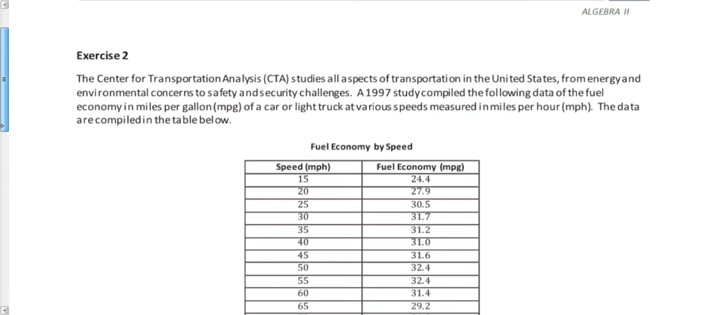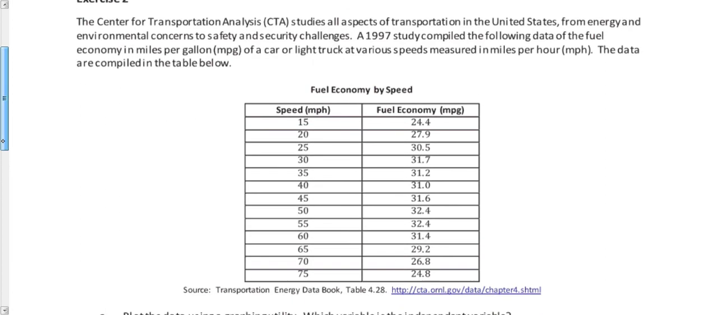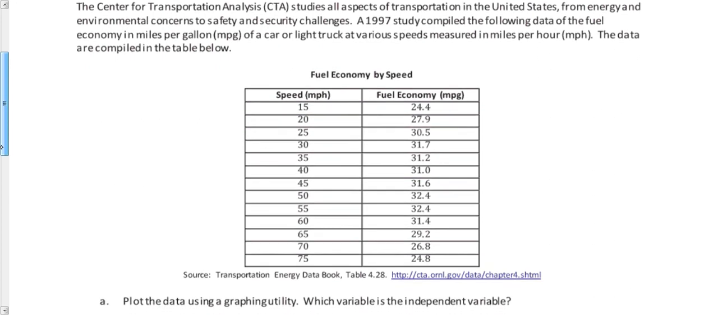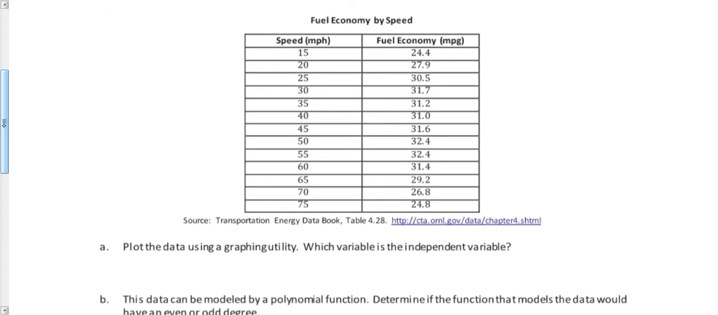All right. Exercise 2. The Center for Transportation Analysis studies all transportation in the United States, from energy and environmental concerns to safety and security challenges. A 1997 study compiled the following data of fuel economy in miles per gallon of a car or light truck at various speeds measured in miles per hour. The data is below. Ooh. So what's this saying to me? Ooh, this is interesting.